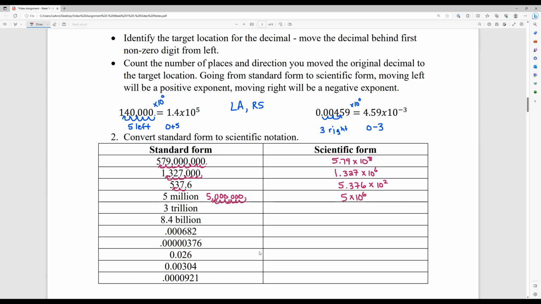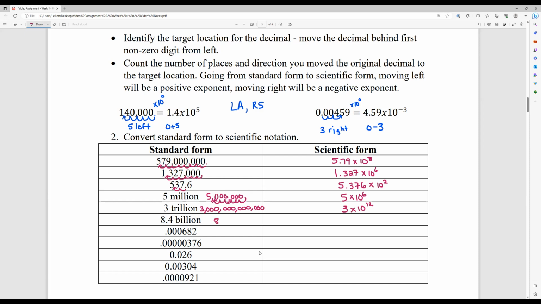And that also on day 1, we learned that million, the word, can be represented by a 10 to the 6th. 3 trillion, that's going to be quite a few zeros. So that's 3, and then it's going to be 1, 2, 3. That'll be the billions, the millions, the thousands, and the ones. So this is 12 zeros. So we also learned on day 1 that that can be shorthanded to 3 times 10 to the 12. Because our decimal point would need to move all 12 places to be right behind the 3.